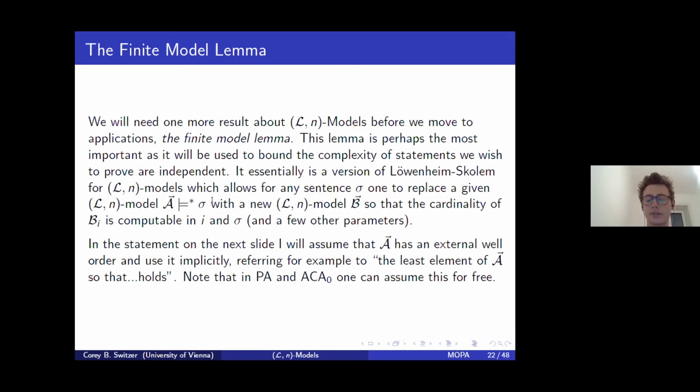All right. In order to make sense of this, because we're arguing in PA, we're just going to assume that if I have an Ln model A vector, it has an external well order. And that's what we're going to be using. We might talk about the least element such that blah, blah, blah. It doesn't really matter which one you chose, but that's how we're doing it.